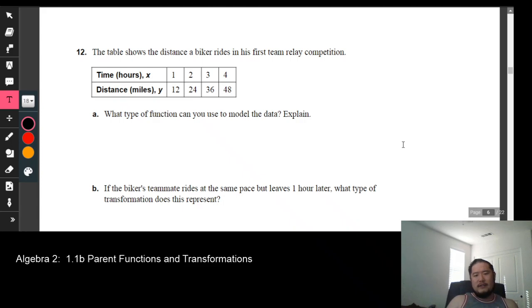So we have ourselves a table, and one of the things they ask you for number 12a is what type of function can you use to model the data. Now, what do you do? One of the things that's important to recognize is, are my intervals for x consistent? Okay, if I look right here, my intervals for x happen to be 1, right? +1, +1, +1, because it goes 1, 2, 3, 4. So that right there is important to make sure that these intervals are consistent.